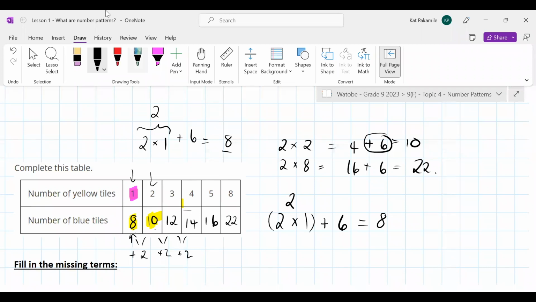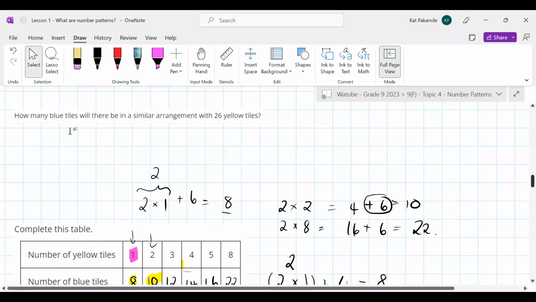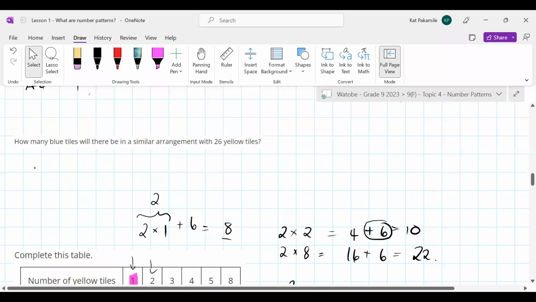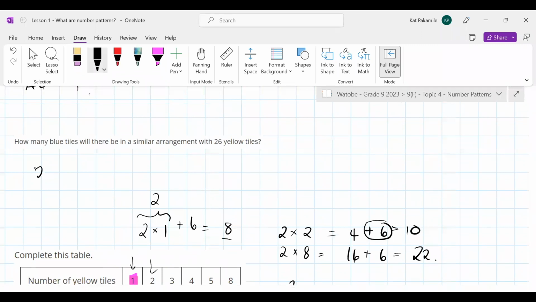Okay, we're going to do more of these, guys. Do not panic. How does everybody feel about this? And while we're at it, let's answer this question. Similar arrangement with 26 yellow tiles. So you still say 2 times 26 and you add 6. How much is 2 times 26 plus 6, guys, in the chat?